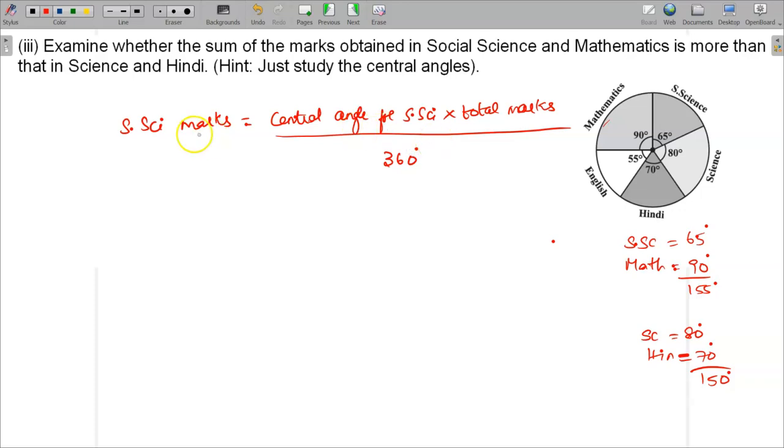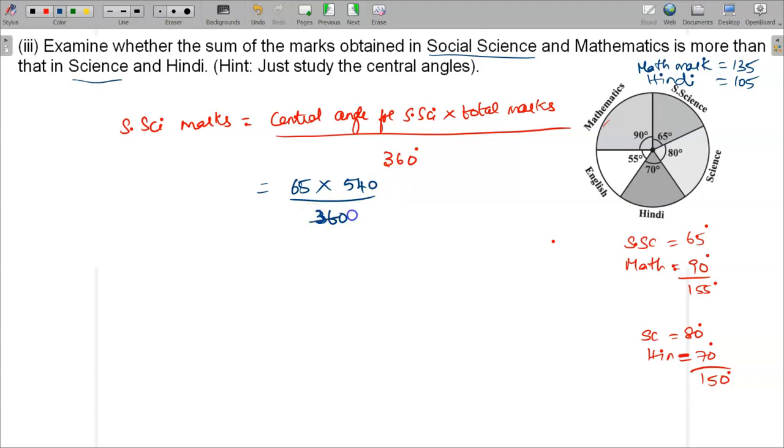Because we don't know only social science marks. Mathematics marks I know already that it is 135, right? So math mark is 135. Hindi I already know that it is 105. Okay, so I need to find out for social science and science alone. Then I have to add all those values and I have to compare. Okay, so central angle for social science is what? Social science, it is 65 degree. Okay, so 65 into what is the total mark? 540 divided by 360.